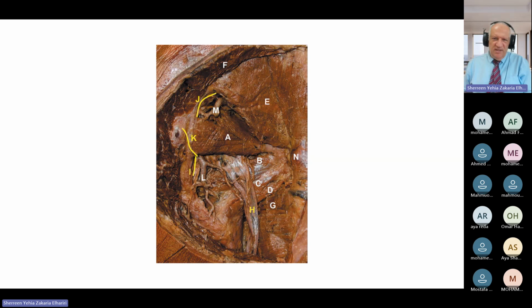A, B, C, D, E, H. After H, J, K. What is this? M is the superior gluteal nerve. A nerve or artery? We can check. It's an artery. Okay. L is the inferior gluteal vein.